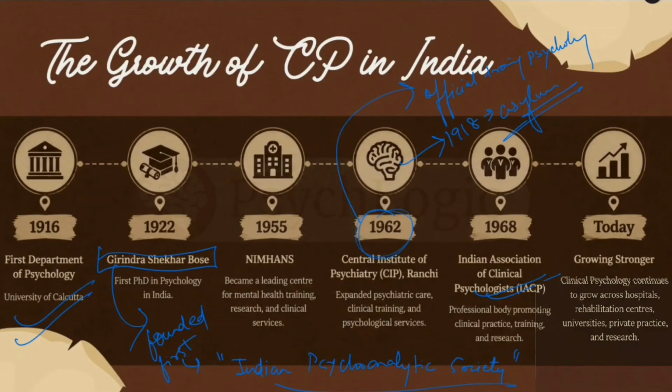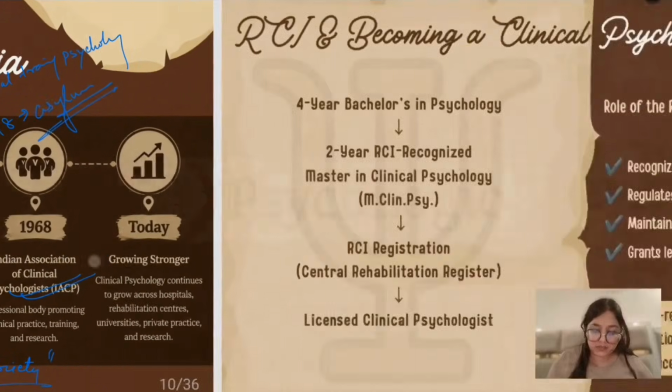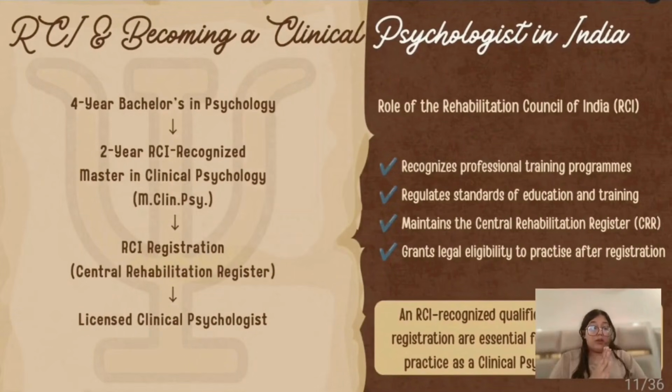But how do you become a clinical psychologist in India? One of the major roles is played by the RCI, the Rehabilitation Council of India. They have the responsibility to maintain the quality, to maintain everything regarding admission, eligibility, everything like that. Now, remember the admission and eligibility criteria change through time.